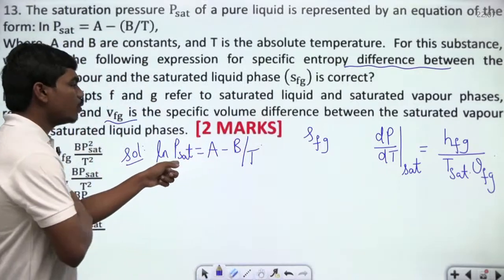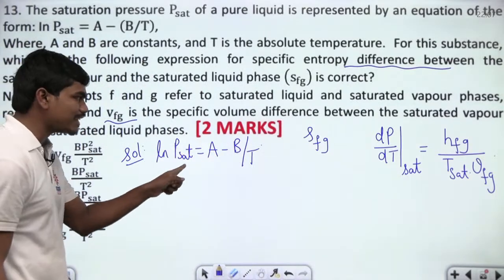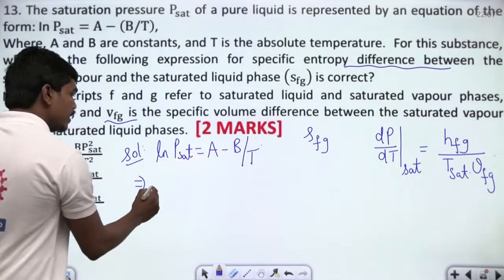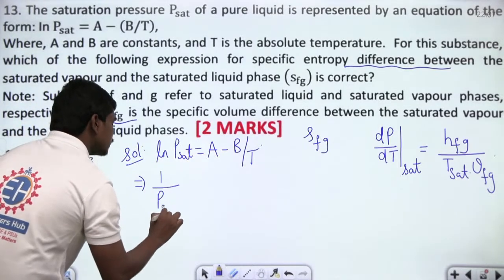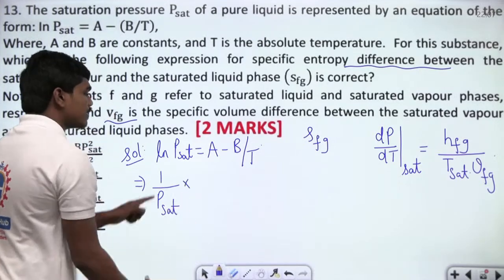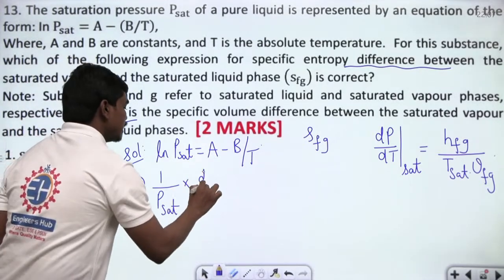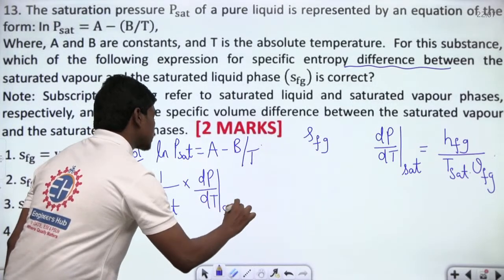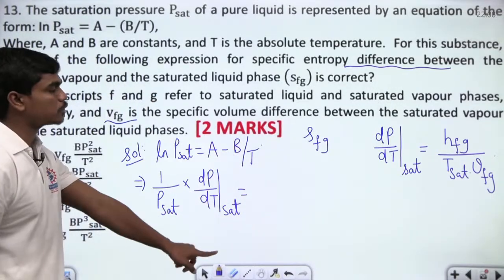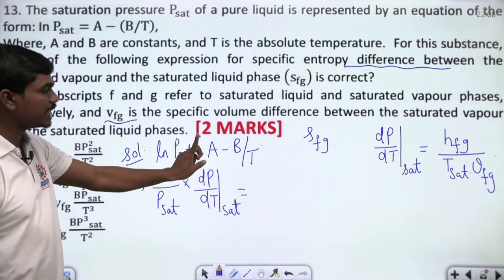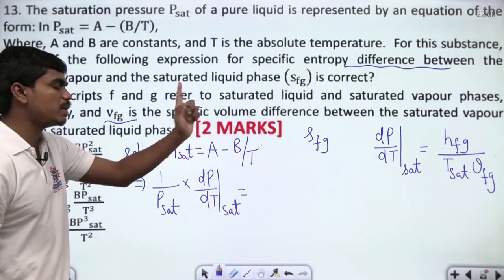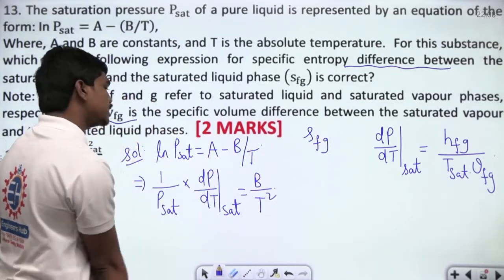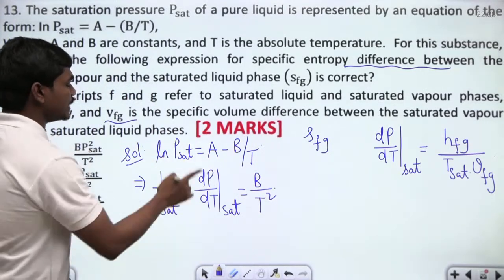So let us calculate dP by dT saturation, because we have the relation between P and T. If you differentiate this with respect to T, we have 1 by P sat into the differentiation of P with respect to T, which is dP by dT, because we are dealing with saturation states only. This is equal to the differentiation of A, a constant, which is 0, and the differentiation of minus B by T, which is B by T square. Correct?